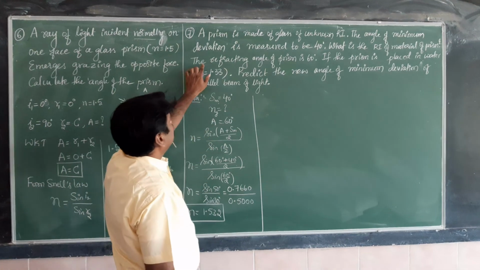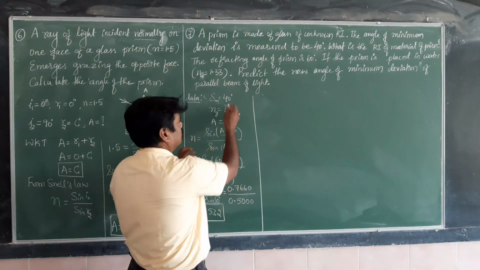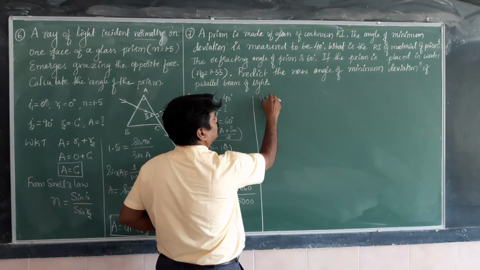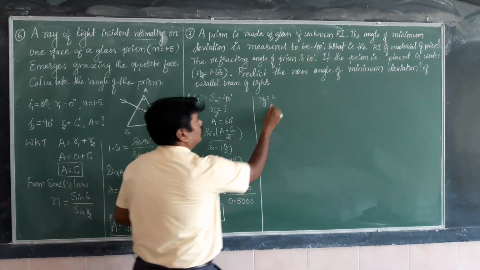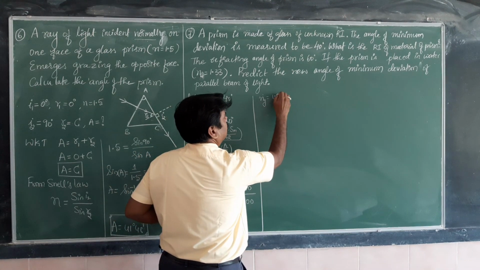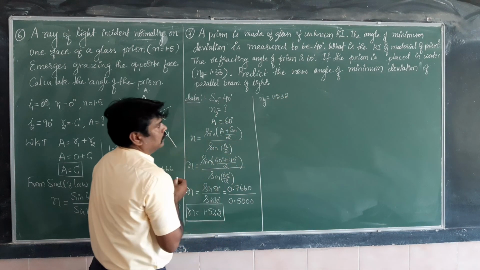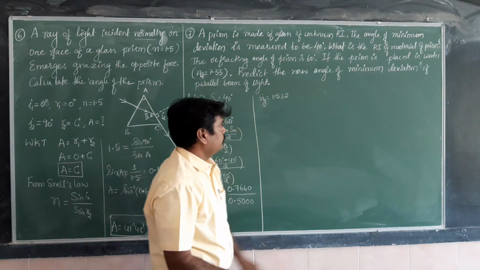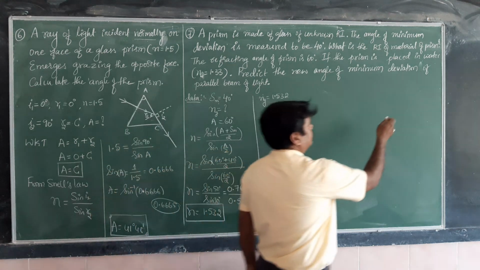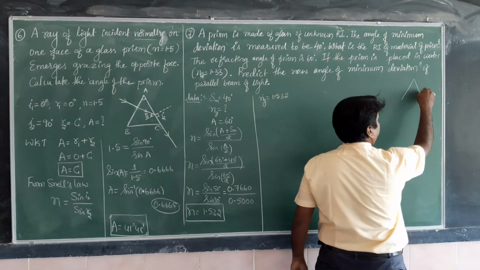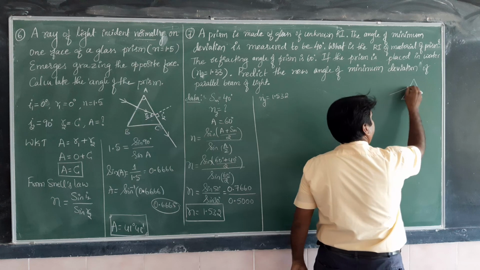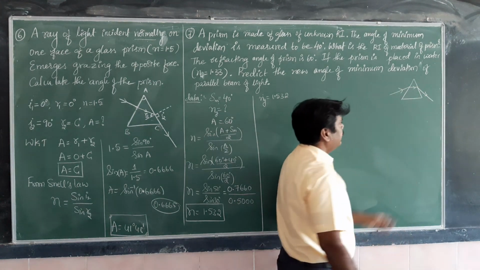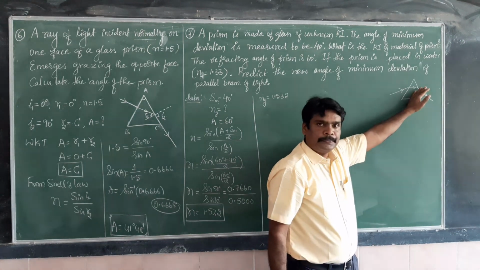Here, the refracting angle is the same and the prism is also the same glass. The refractive index of the glass is how much? We have already calculated it: 1.532. Next, suppose this is a prism in air medium, with the incident ray, refracted ray and emergent ray. Now the light is traveling from air to glass.